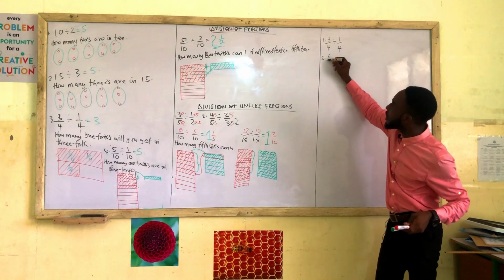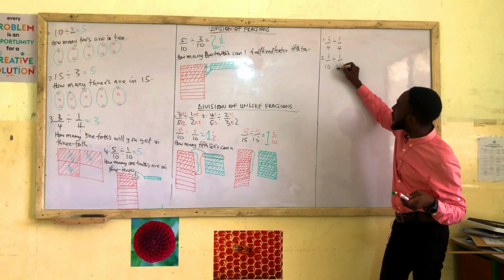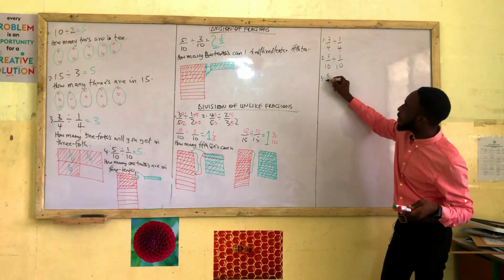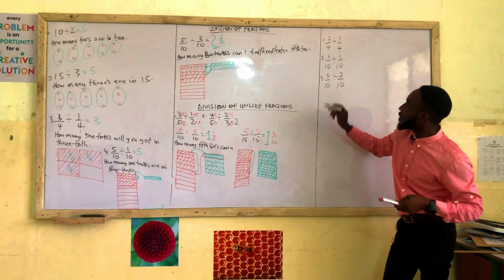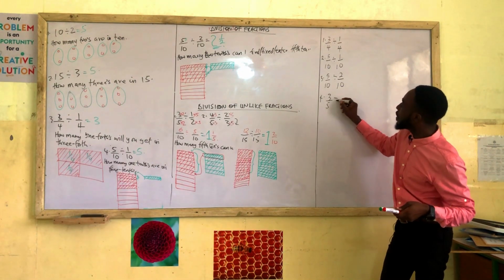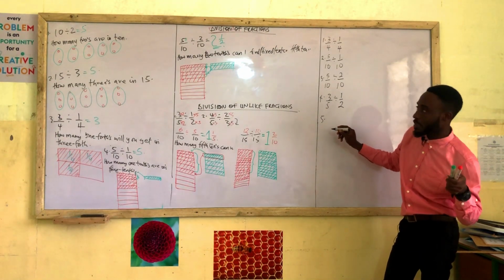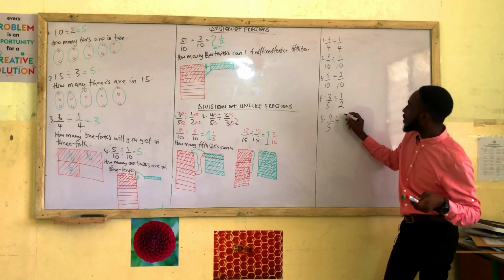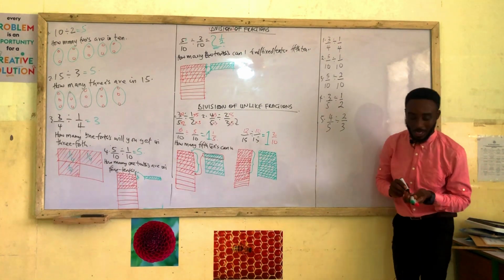5 out of 10 divided by 1 out of 10. Okay, third one. 5 out of 10 divided by 2 out of 10. Fourth one. 3 out of 5 divided by 1 out of 2. Okay, the fifth one. 4 out of 5 divided by 2 out of 3.